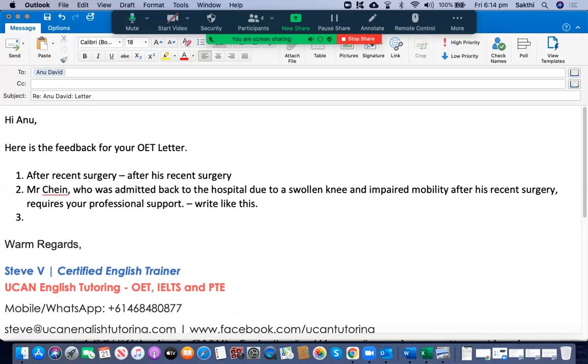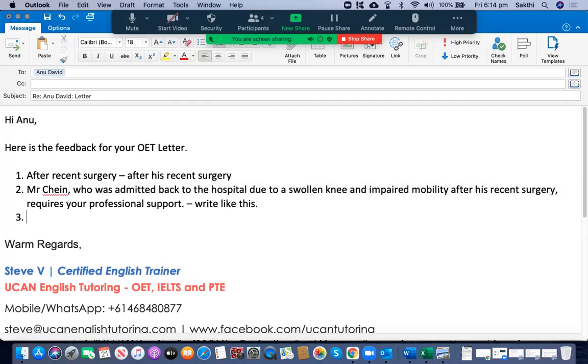It's very simple. Once you write down a complex sentence, the way to find out whether it is grammatically correct or not is very simple. I'll tell you how. Look at the commas. The phrase within two commas, if you remove that, just remove the whole phrase and then read the sentence. Mr. Shin requires your professional support. Is it a complete sentence? Yes. Then this is the correct sentence.